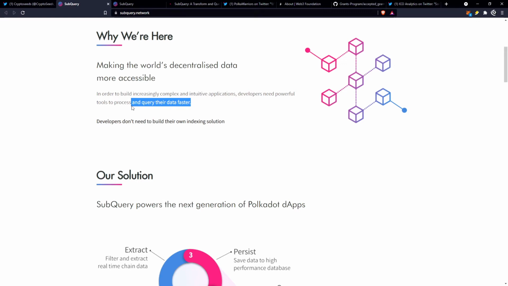Usually, what normal projects will do is try to build their own indexing solution, but that is a bigger step for a single project. It is not really necessary. So developers do not need to build their own indexing solution. Instead of building their own, they can use Subquery, which provides the on-chain data for most of the projects. That's a key thing. No need to build an indexing solution on their own. Instead, they can use Subquery.